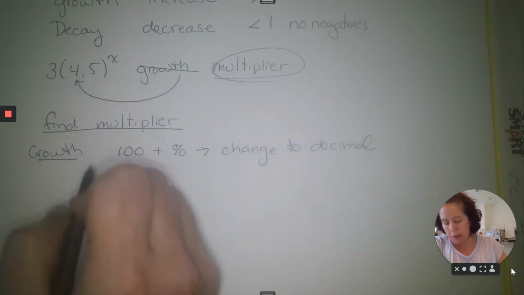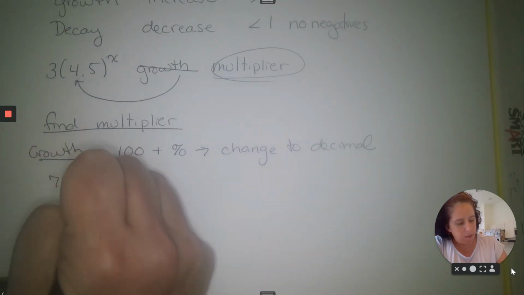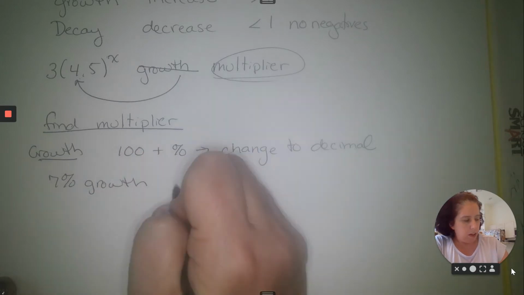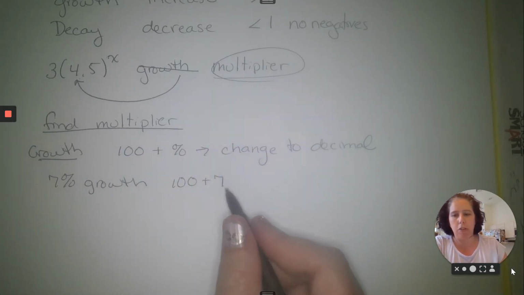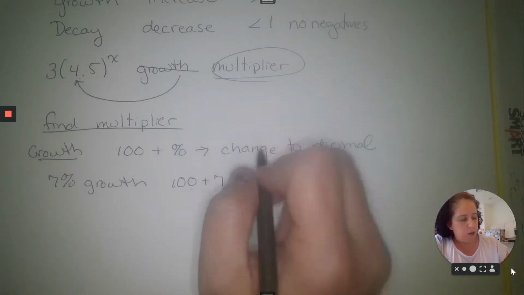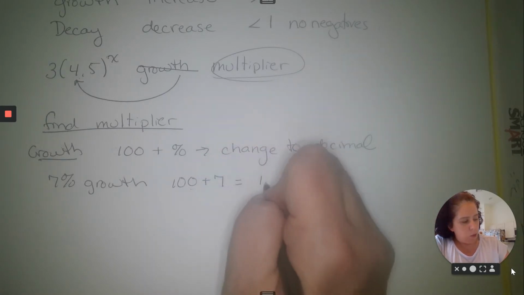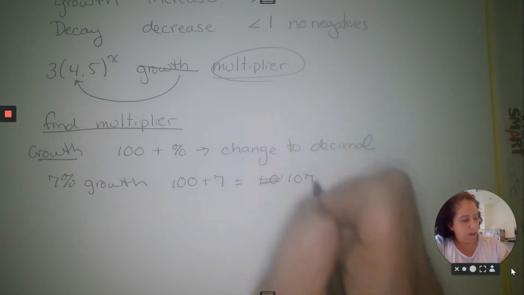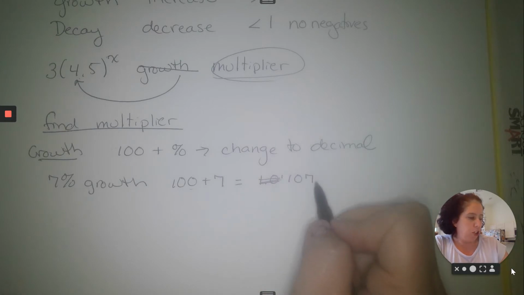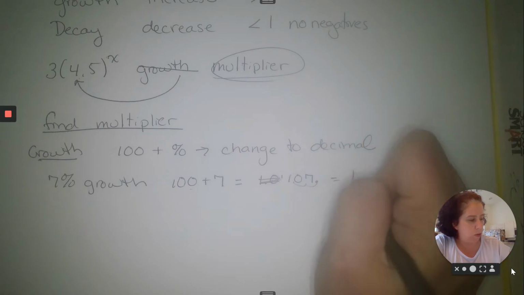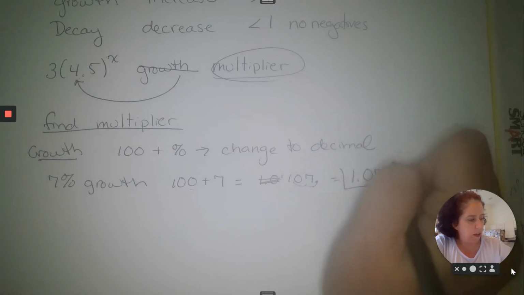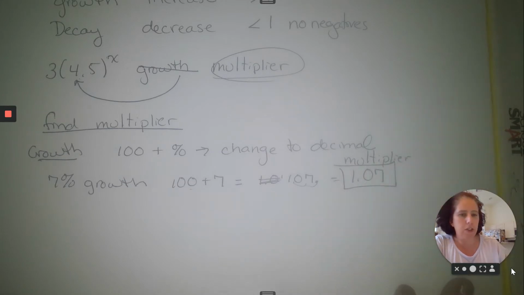So if I tell you you have a 7% growth, you're going to do 100 plus 7. Remember, if I go too fast, just pause the video and catch back up. So 100 plus 7 gives me, whoops, that's 107. I jumped ahead of myself. Now you're going to change it to a decimal. The decimal is over here, so you move it 1, 2 to the left, so your multiplier is going to be 1.07. That's what we're looking for today for the first half.